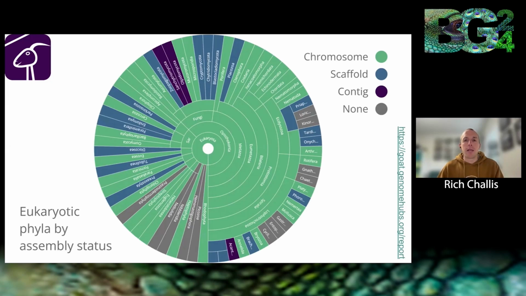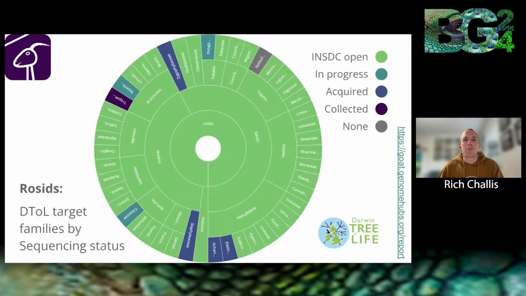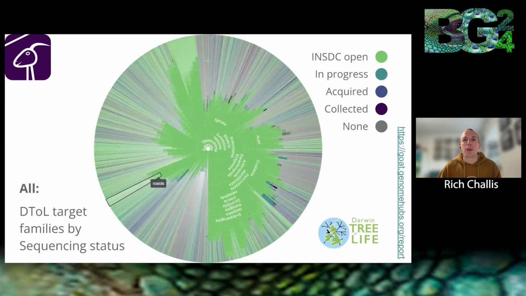So the task of filling in gaps like these is shared across over 50 EBP-affiliated projects, including the Darwin Tree of Life, which has over 4,000 families on its wish list. But colouring these by sequencing status, we can see that much of the tree is green, as there are publicly available assemblies, and many other families are in progress or with samples collected. But at this resolution, it's hard to spot the details.